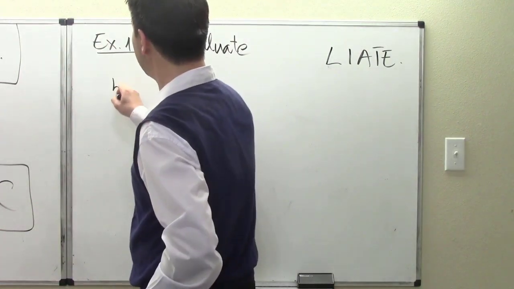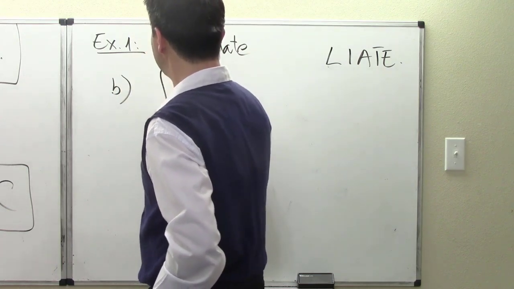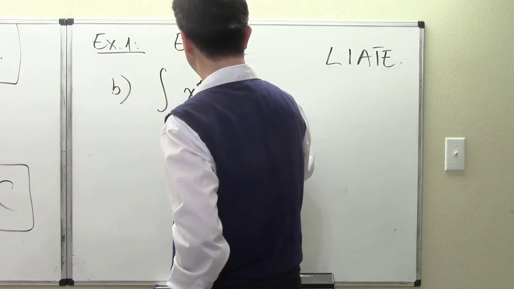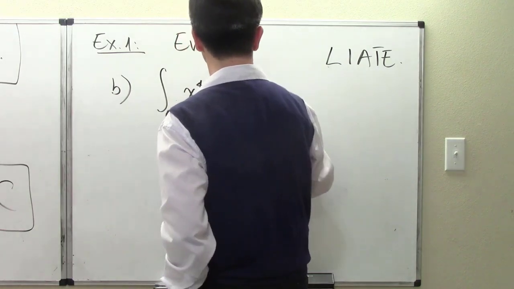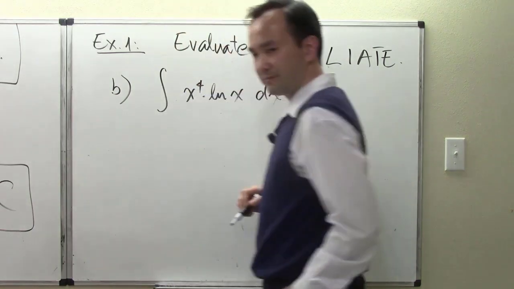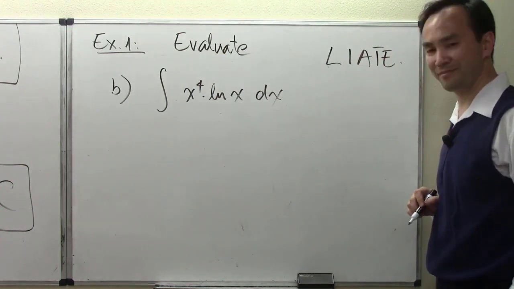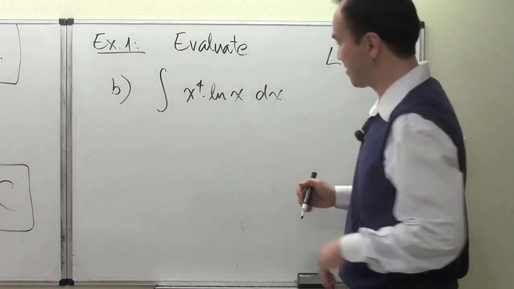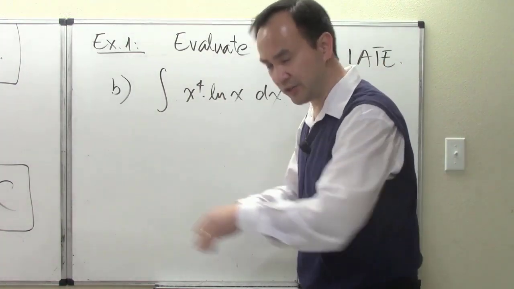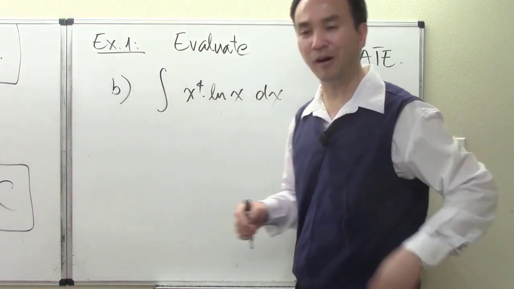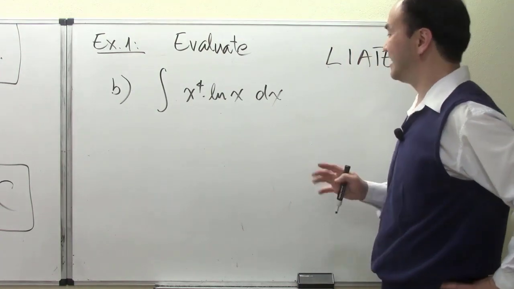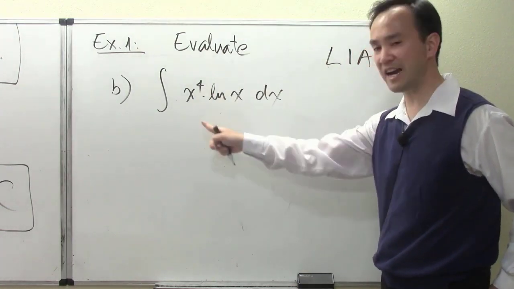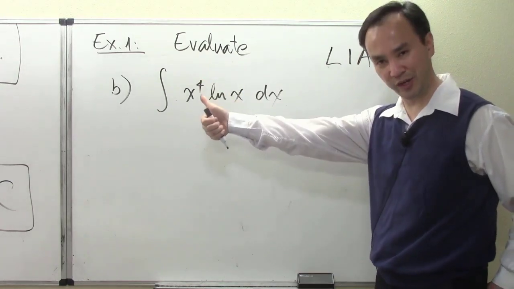All right, so in our problem B, we're looking at the integral of x to the fourth times natural log of x, dx. In this problem, before we even get into it, of course we are about to apply the integration by parts technique, and let's see how LIATE can help us, guiding us into choosing a good u choice at the start.